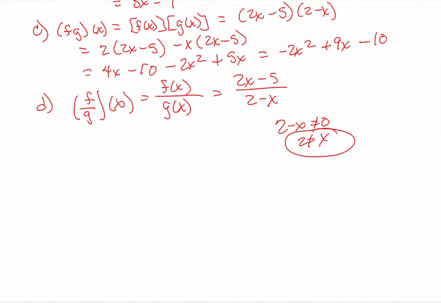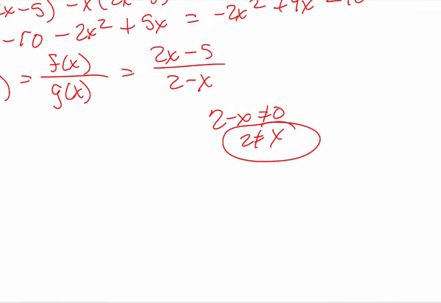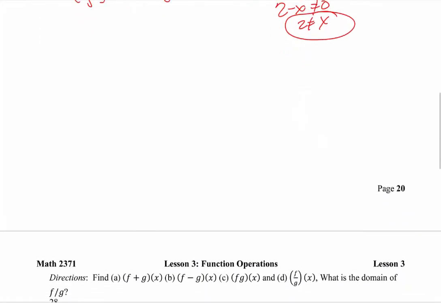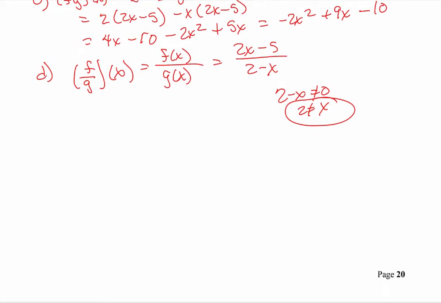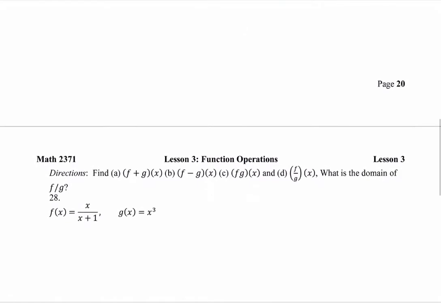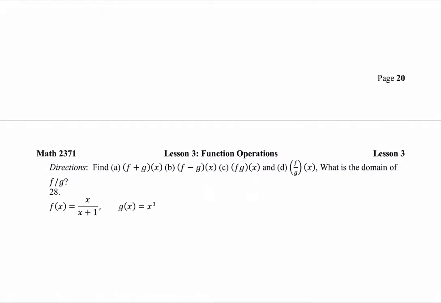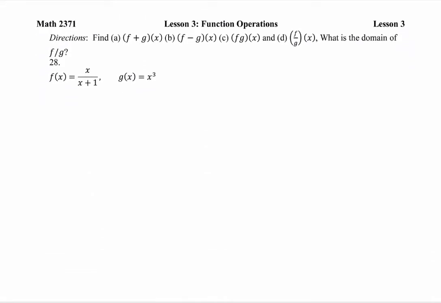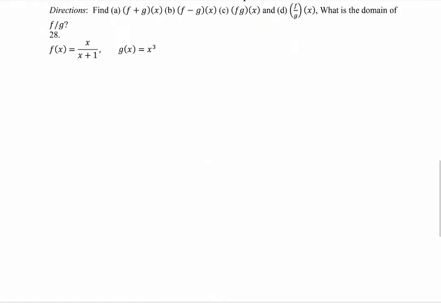Okay? So make sure that you realize that for part D, your domain changes because you are changing what your denominator is. Okay? All right, so now let's look at our next example, number 28.